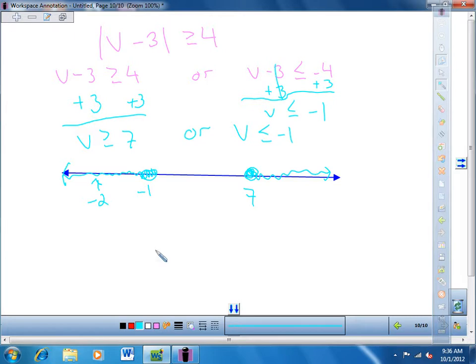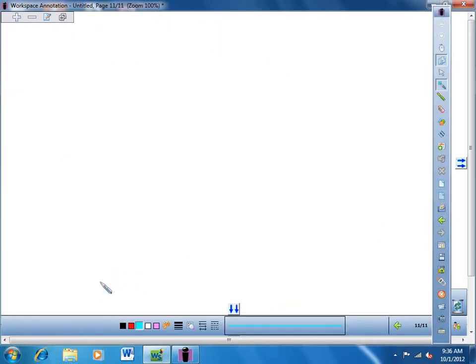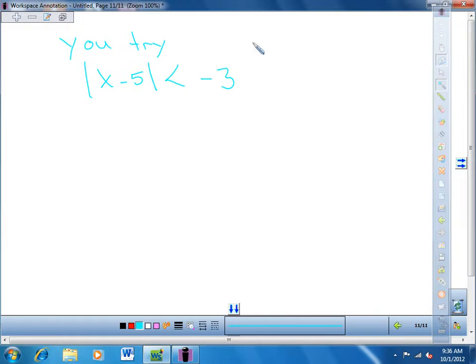So let's try a you try. See who's going to get the right answer. The absolute value of x minus 5 is less than negative 3. Okay? So solve.